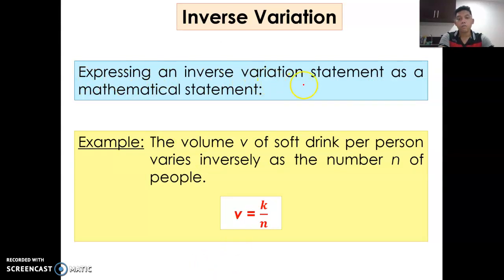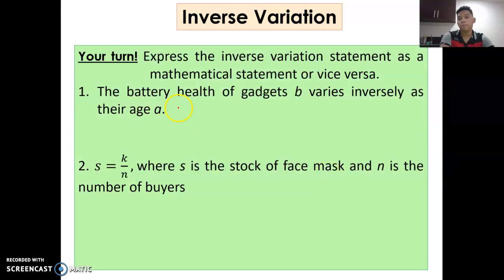Now, expressing an inverse variation statement as a mathematical statement. The volume of a soft drink per person varies inversely as the number n of people. So V, volume, was written first, equal to k over n. Okay, let's try. The battery health of gadgets B varies inversely as their age A. So B is written first, therefore B is equal to k over A.